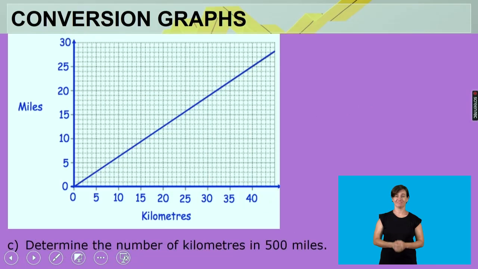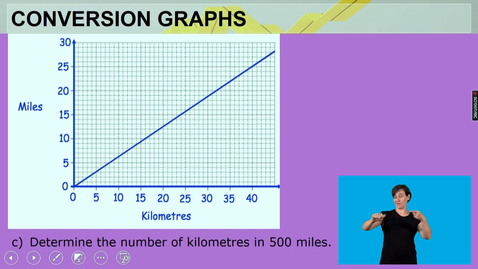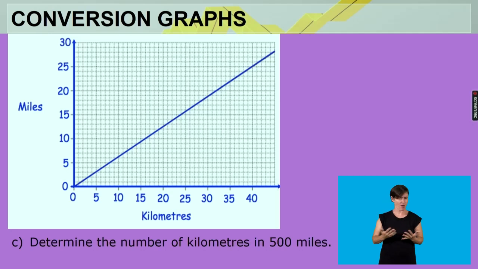Let's look at another question. Question 1C says, determine the number of kilometers in 500 miles. Looking at what is presented here, we don't see that our graph goes up to 500. But now I must somehow come up with a plan. First of all, I'll work with 10 miles. There's 10 miles, and I'll see how many kilometers that will be. Looking at this, 10 miles will be equivalent to 16 kilometers.